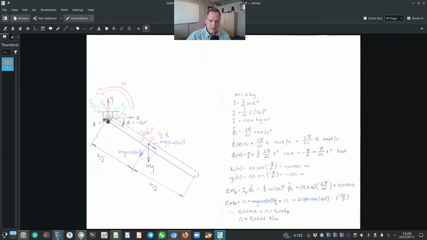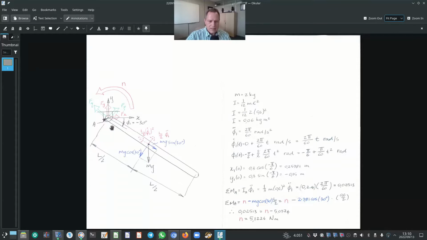So what you see on the screen now, on the left-hand side, is a schematic of the driven pendulum rod. It pivots here at point A, and there is a counterclockwise moment acting on the pendulum rod, which will cause the pendulum rod to start from rest and rotate counterclockwise about point A.